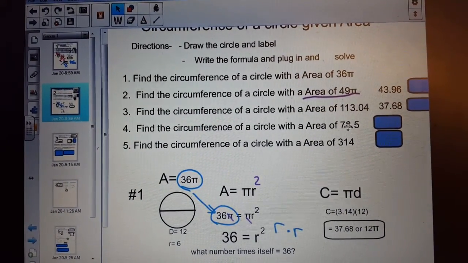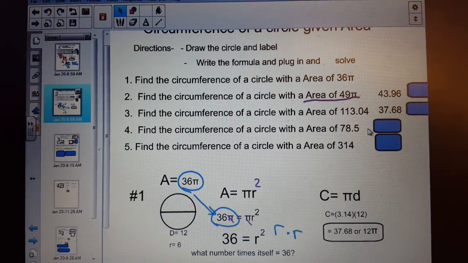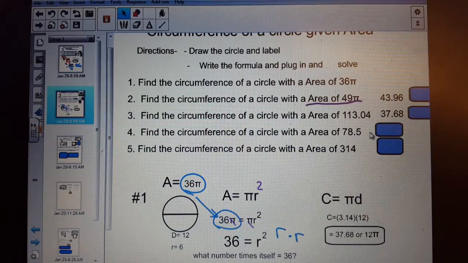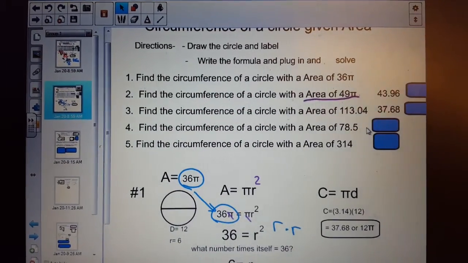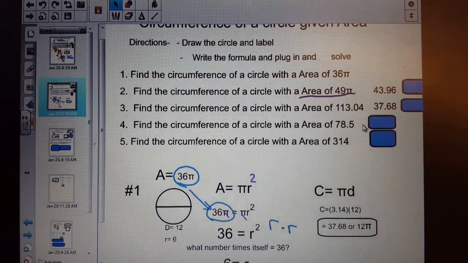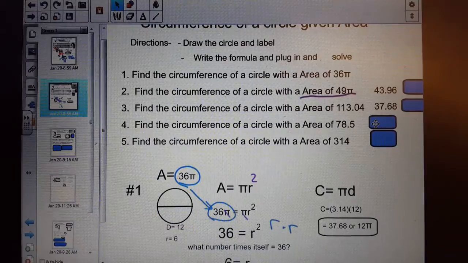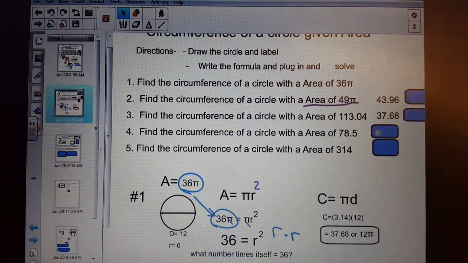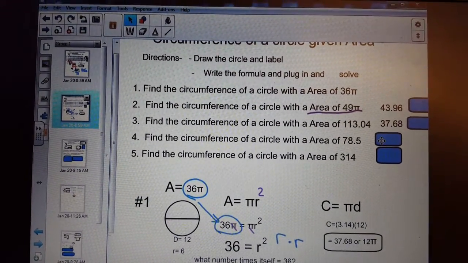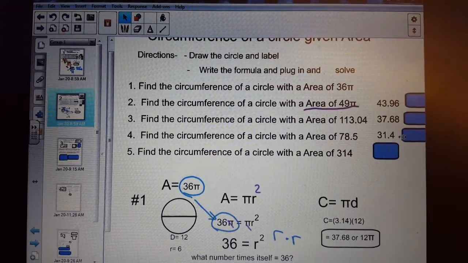For number 4, 78.5 equals pi r squared. Divide by 3.14 and you get 25. What times itself gives you 25? I hope you all know that it is 5. 5 is your radius, therefore 10 is the diameter. Diameter times pi, and you get 31.4.